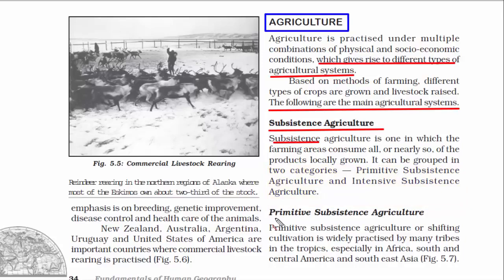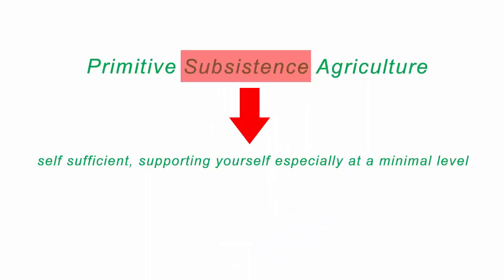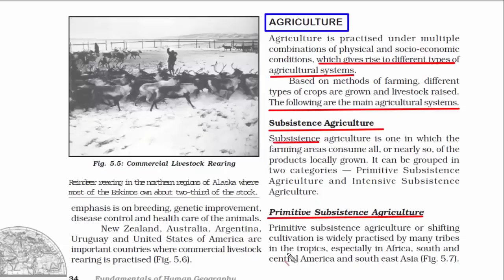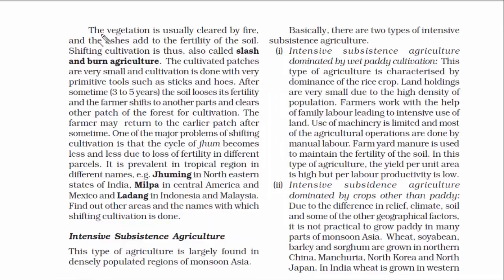Let's understand primitive subsistence agriculture. We know the meaning of subsistence agriculture, right? What is left is to understand the meaning of primitive. Primitive means ancient, prehistoric, or preserving the character of an early stage. Now if you add all the words together, primitive subsistence agriculture is a method in which a farmer uses traditional ideology to grow food for himself and his family. I hope you understood what I just said.